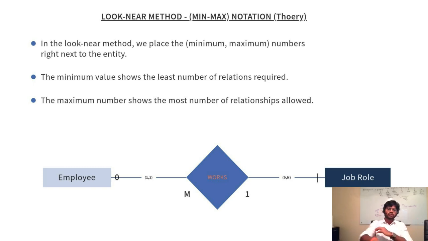Let's understand what the minimum maximum notation is. So in the look near method, we place a pair of numbers, minimum, maximum, right next to the entity on the relationship line. The minimum value shows the least number of relationships required, which ties to the participation, as we discussed prior. The maximum value shows the most number of relationships allowed, which is tied to cardinality. So it answers the question at least how many, or at most how many.